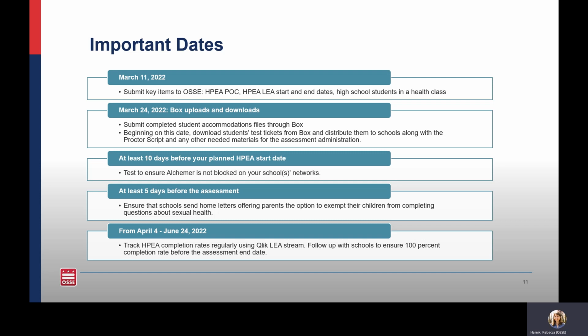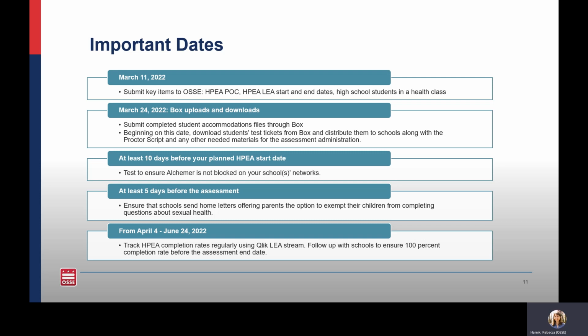This slide outlines the important dates for the months ahead. The first row is all of the items that were just mentioned in the prior slides and are due to OSSI by March 11th and 24th. March 24th is also a key date for when HPEA POCs can download students' test tickets from Box and distribute test tickets to schools along with a proctor script and any other needed materials for assessment administration.